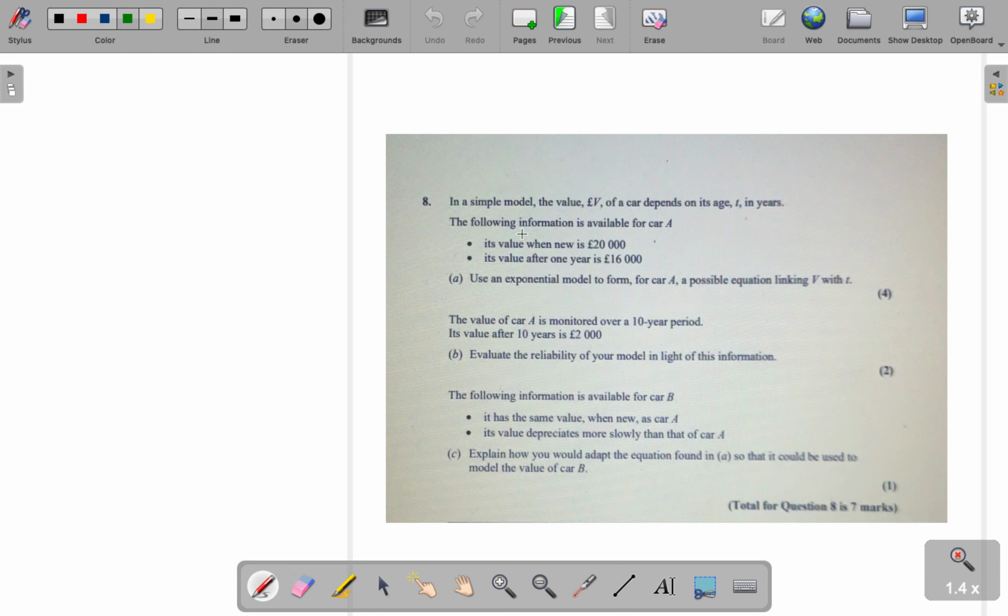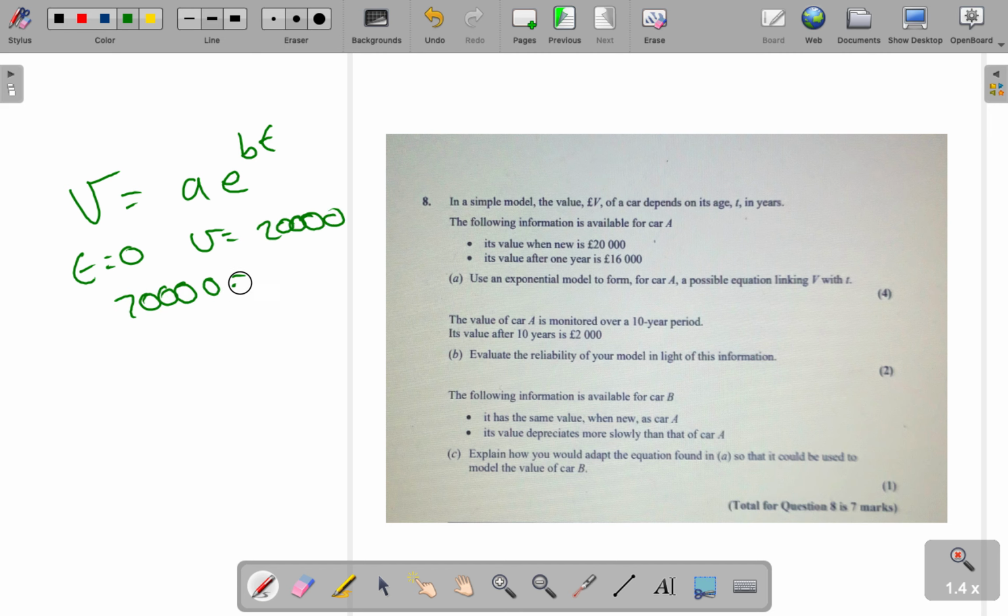So this one, we want an exponential model. So essentially we want V is equal to A e^(bt). This is an exponential model, so it's got a constant at the front and then e to the power of something, another constant. When the car is new, so when t equals 0, V equals 20,000. So therefore 20,000 is equal to A e to the power of 0. So A is equal to 20,000.